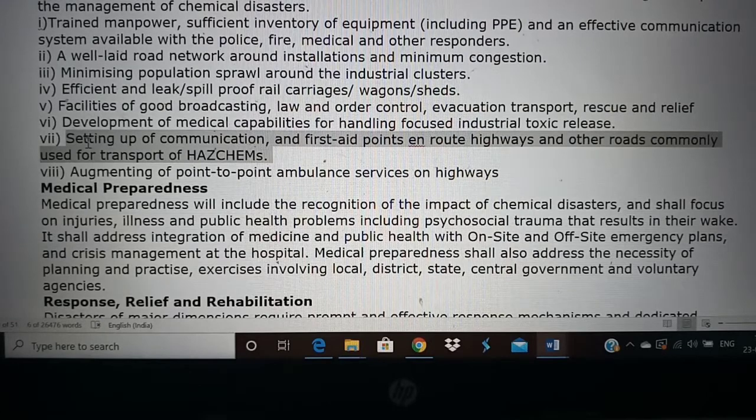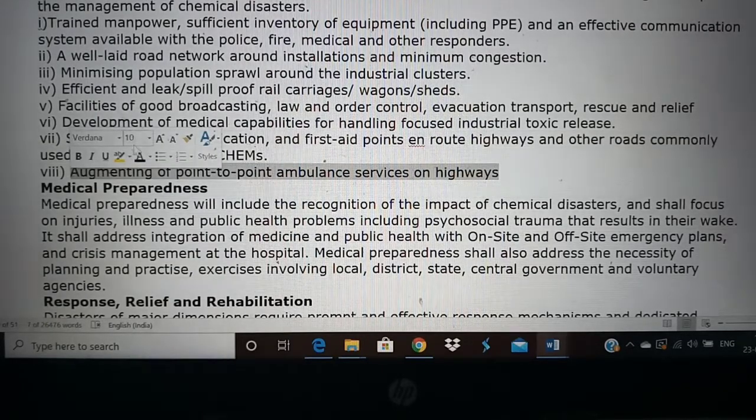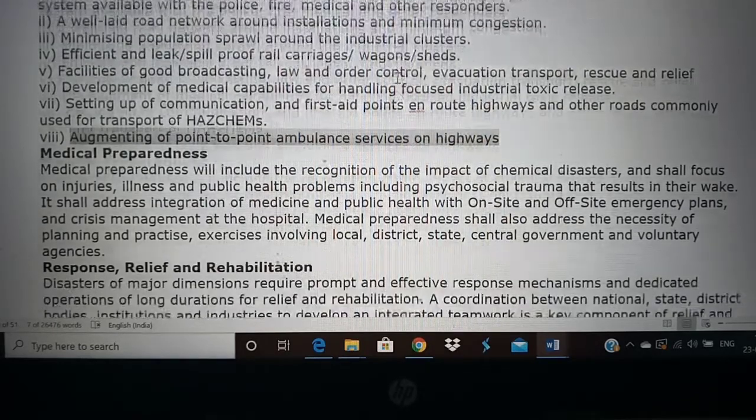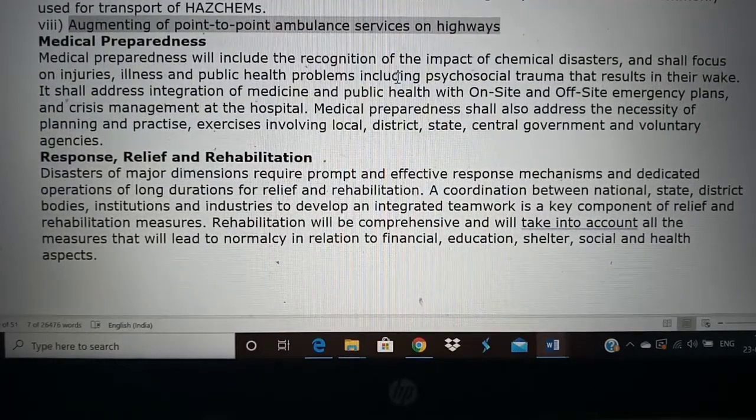Finally, just like the nuclear disaster, there should be communication set up between the company which is handling the hazardous material and all the local public offices, so that in case there is an accident, immediately people are informed. Finally, there should be ambulance service on the highways, so that in case any accident happens, people are immediately taken through these ambulances.